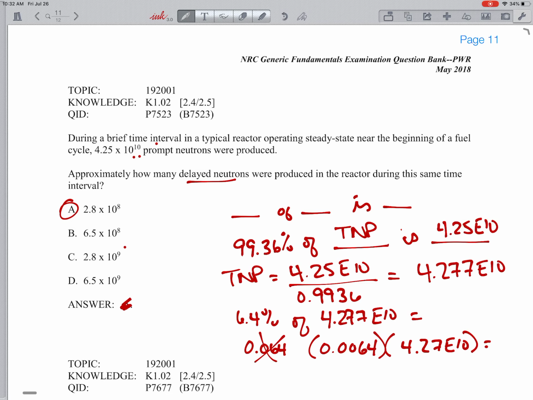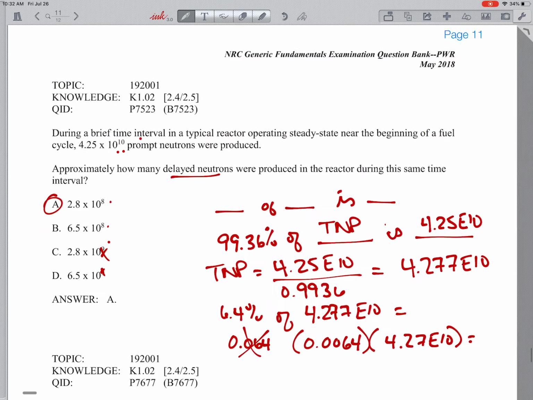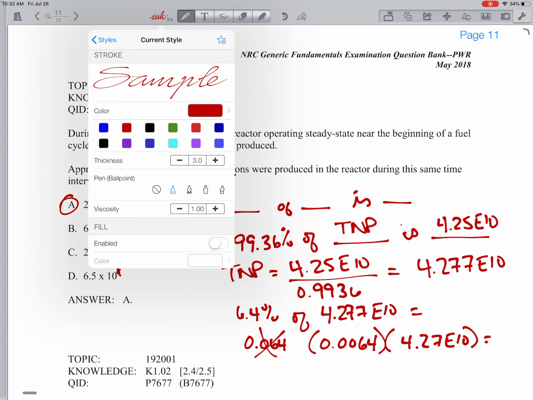That's what I got. Let's see if that is right. So I knew it was 10 to the 8th at the beginning. Remember, I didn't think it was 10 to the 9th. And ta-da, 10 to the 8th. 2.8 times 10 to the 8th. So another proportion question.